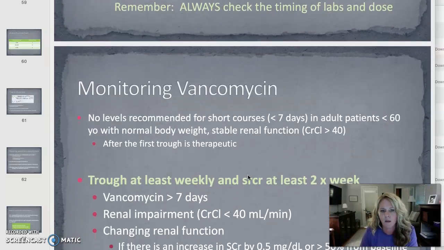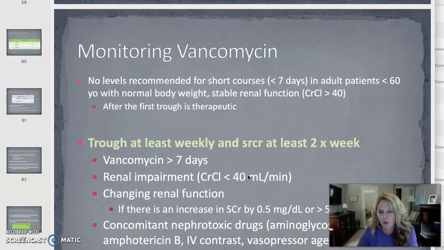and recheck a level before we redose it. Okay? So we check vancomycin levels if the expected therapy is going to be 7 days or greater, after the 1st trough is therapeutic. After we get that 1st level back that looks good, then we're going to check a trough at least weekly, and we're going to monitor kidney function at least twice a week. If we start to see serum creatinine rising, then we need to check a random vancomycin trough to make sure that they're clearing that drug and that they're not holding on to it, okay?